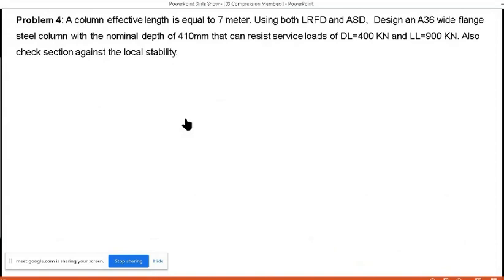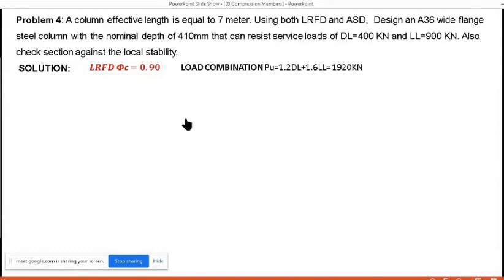So the same problem, this time we will be using yung LRFD method. So we have here, okay, that is our factor for the LRFD. And for the load combination of LRFD, yung ultimate load natin, that is the factored load, yung 1.2 dead load plus 1.6 live load. Yun yung gagamitin natin for LRFD. Factored load yung gagamitin natin. That is equal to 1,920.